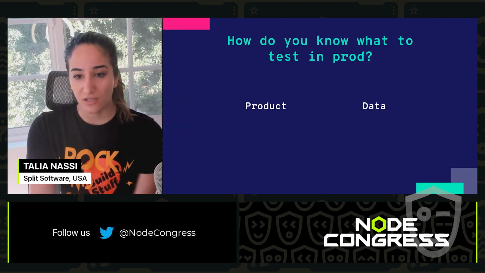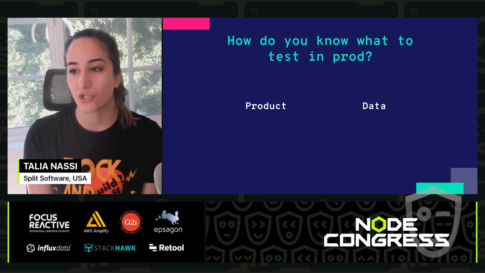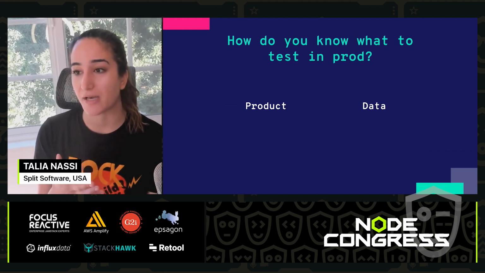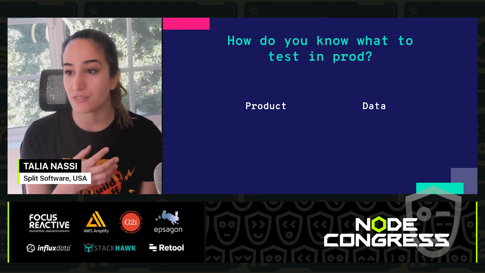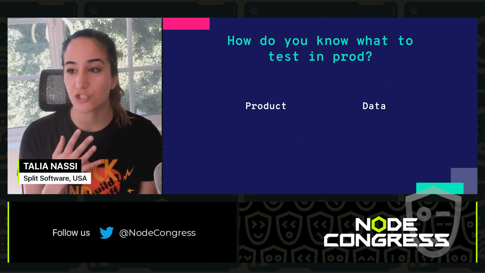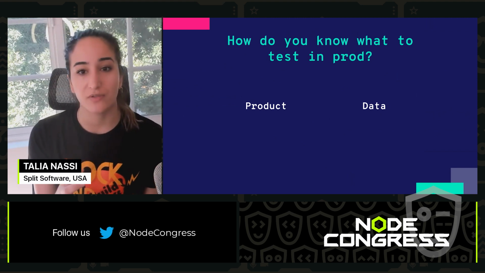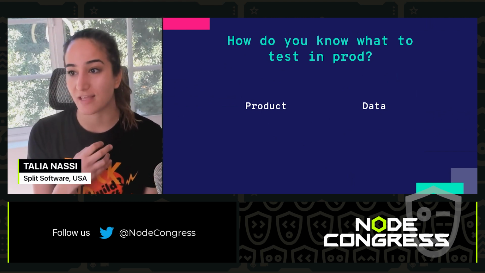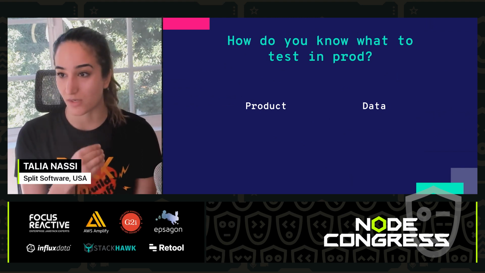A question I get a lot of times is, how do you know what to test in production? So there's two places to start. The first one is to go to your product manager and ask them, what are the most important business flows in our product? Which features give us the most business value? What gives us the most revenue? What's the most important thing for our product that we need to make sure works all the time?